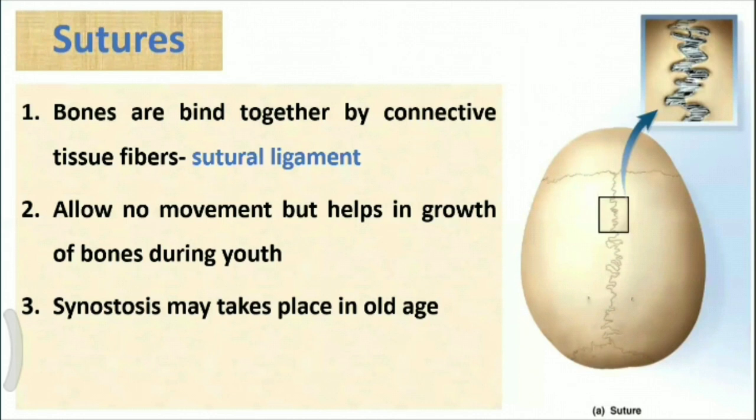Sutures. Bones are bound together by fibrous tissue. There is sutural ligament. No movement. It only helps in bone growth. And synostosis may take place here in old age. So these are the characteristics of sutures.